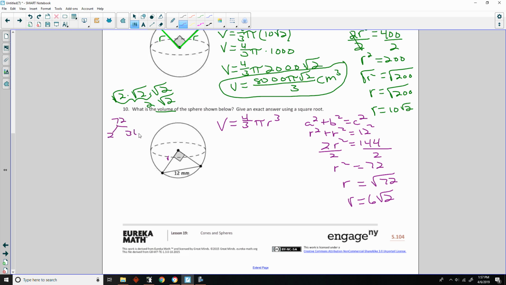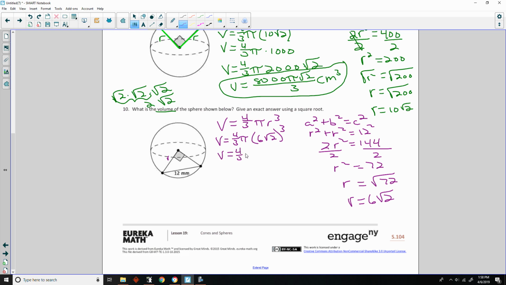72 is 2 times 36, and 36 is 6 times 6. So 6 times 6 is 36. The square root of 36 is 6, and then the square root of 2 stays there. Okay. So r is 6 root 2. So now I plug that in here. So the volume equals 4 over 3 pi times 6 square root 2 to the 3rd power.